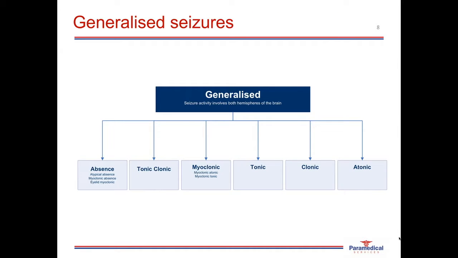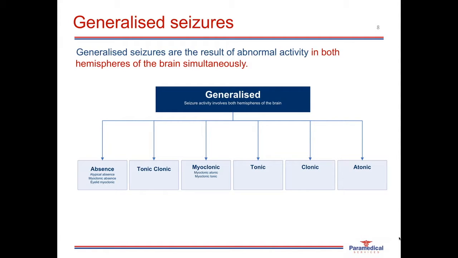In comparison to partial or focal seizures, generalized seizures involve both hemispheres of the brain simultaneously, and they can result in many different types of seizures. We're going to be having a look at the absent seizure, the tonic-clonic seizure, the myoclonic, and the atonic seizure.